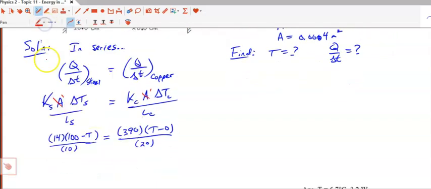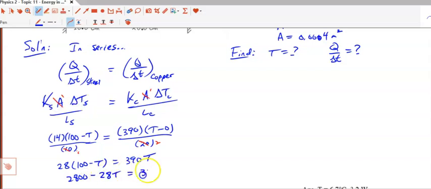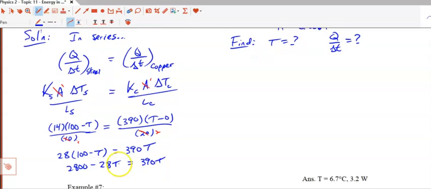Now we can do some cancellations. This becomes 2, because 10 goes into 20 twice, and then we rewrite this as 28 times 100 minus T equals 390T. So 2800 minus 28T equals 390T. And then how many T's do we have? We have 418 T's equals 2800. So this gives us a temperature of 6.7 degrees Celsius.